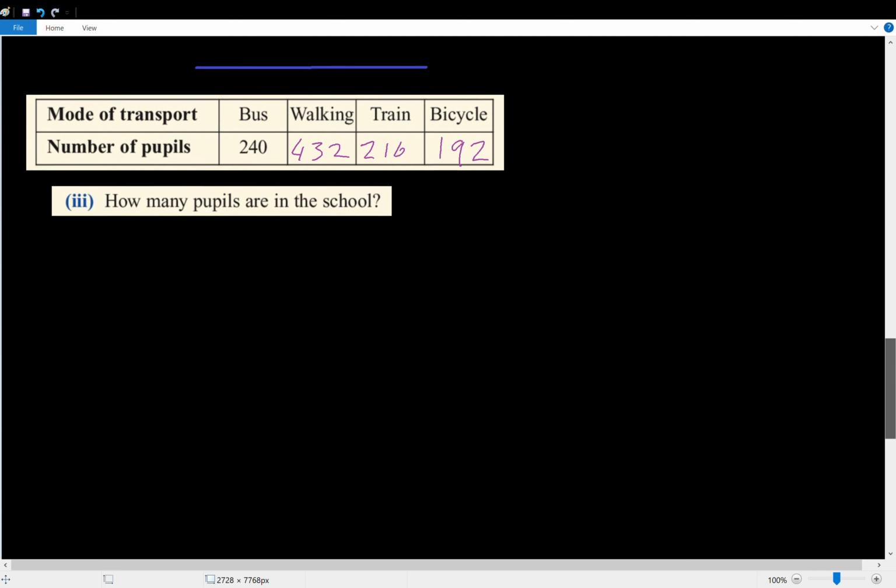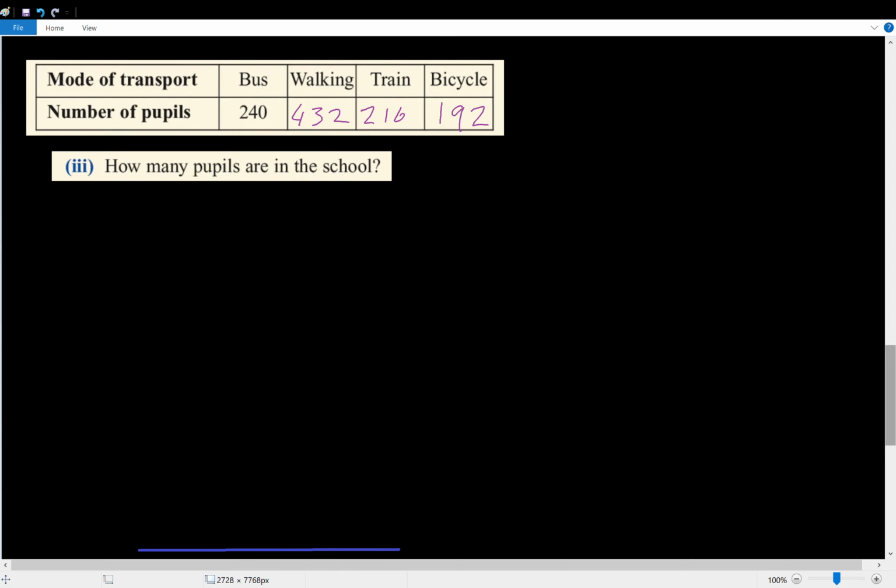In the last bit we're asked how many pupils are in the school. There's two ways we can go about doing this. We could literally just add up all those numbers. So 240 plus 432 plus 216 plus 192, and when we add that up, we get 1080. And that's just fine. Absolutely perfectly legitimate way to go about getting this.